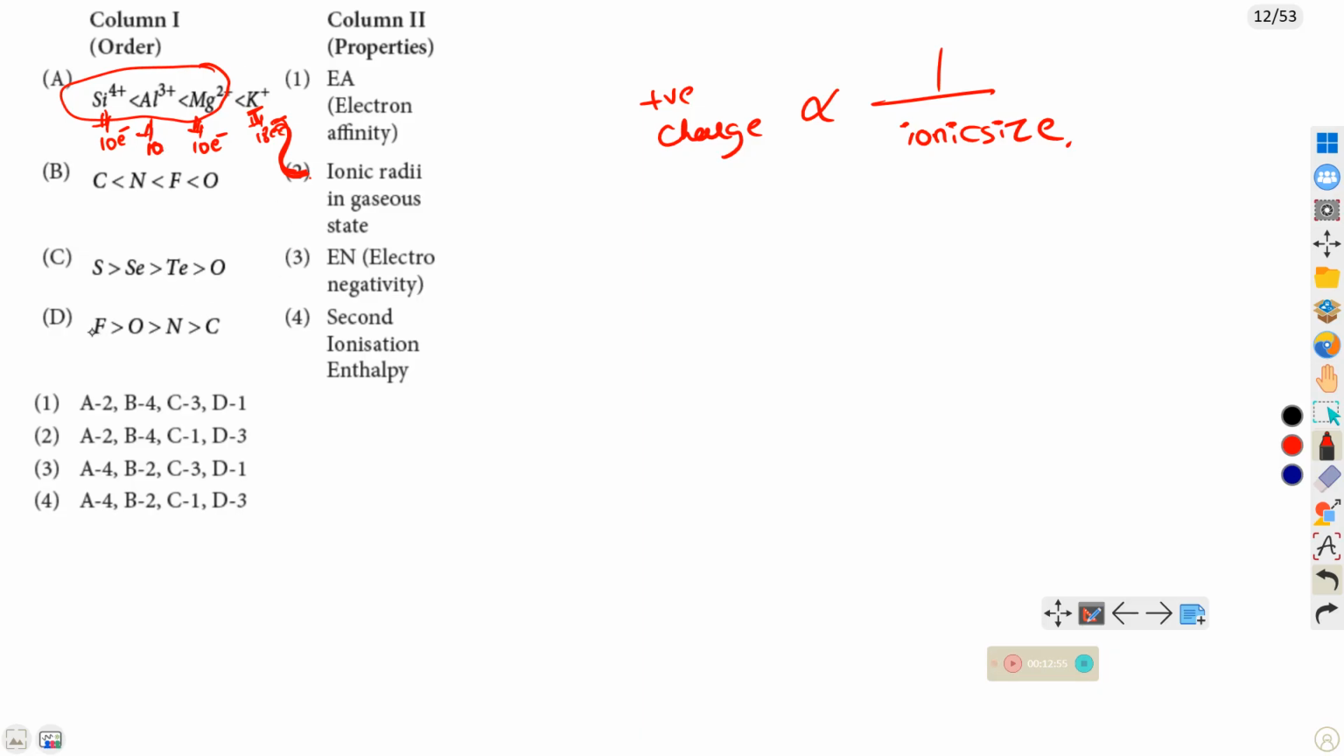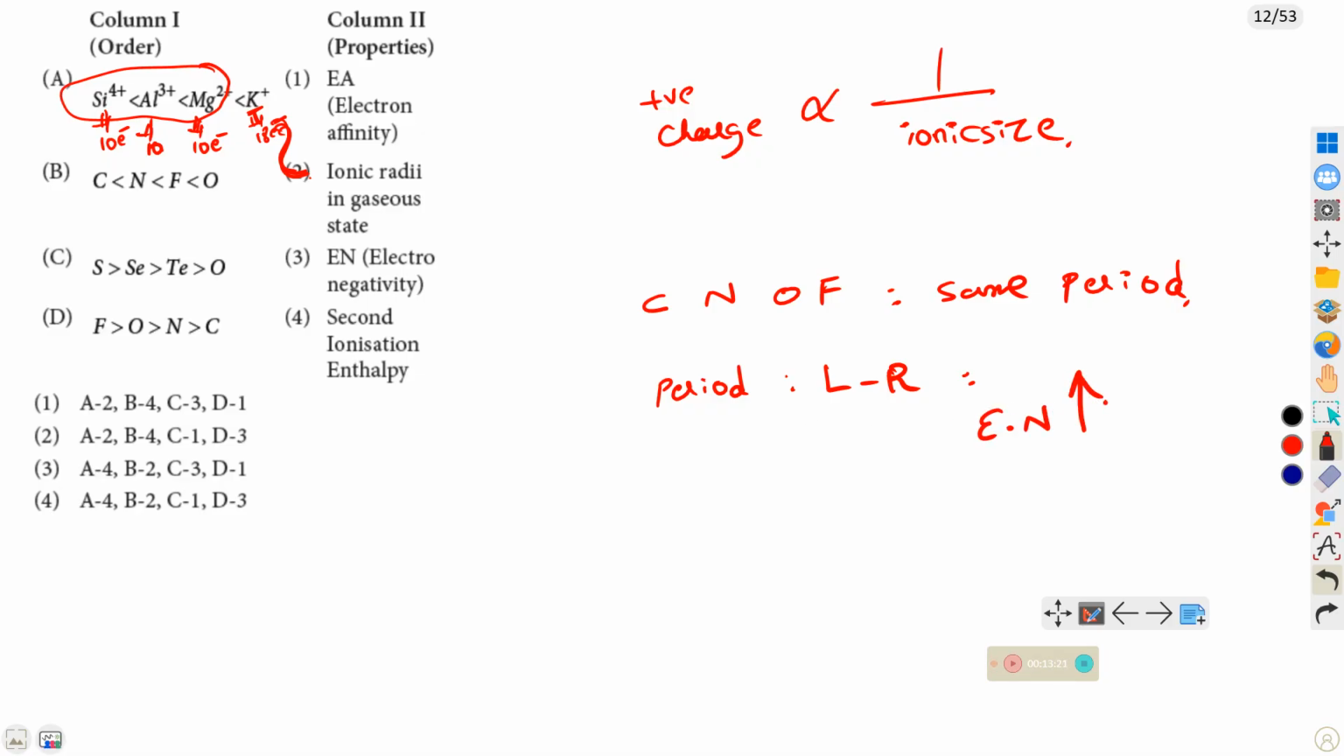A2. Now you can check about D. D: carbon, nitrogen, oxygen and fluorine. These are same period elements. In periods, from left to right, electronegativity increases. So this is about electronegativity. A2, D3. A2 D3 is only the second option. Remaining you can check.